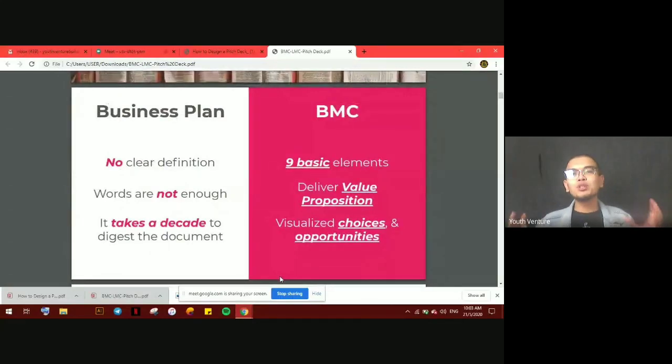So the difference between a normal business plan and a business model canvas: a business plan has no clear definition, there are too many words, and it takes a decade to digest the document because it's not a one-page document. As opposed to that, BMC only covers 9 basic elements of building a business. The aim of BMC is for you to create a product and deliver a value proposition. BMC also visualizes the choices and opportunities that are available for you and your business.